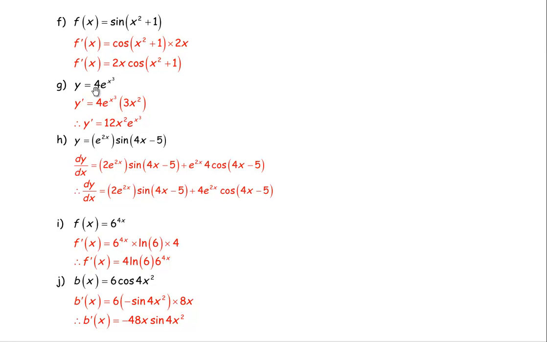For g, the derivative of 4e to the x cubed is the original function, times the derivative of the exponent, again, chain rule. So the derivative of x cubed is 3x squared. I would normally multiply that by the 4 to write it as 12x squared, and then e to the x cubed.